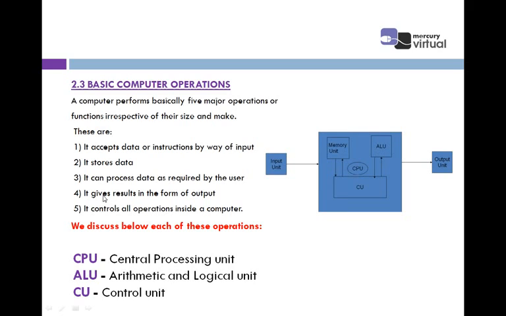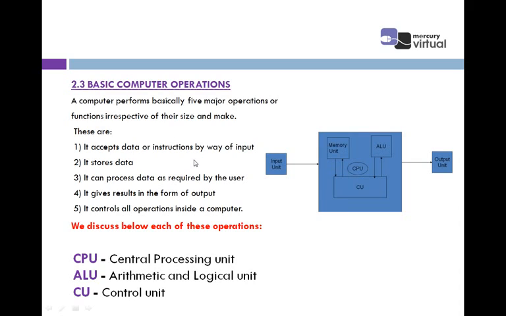As the computer takes the input and does the processing, then it's time to give the result in the form of the output. That is done by the output devices like the monitor screen. Last point is it controls all the operations inside the computer. Means all the controlling is also done by the computer. And this includes all these 5 points. Means these 5 points are the basic operations of a computer.